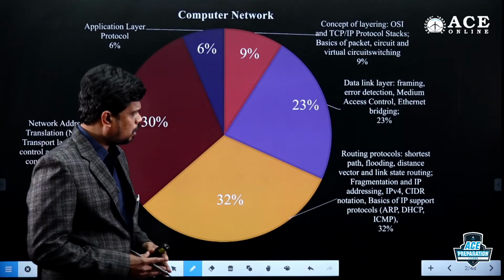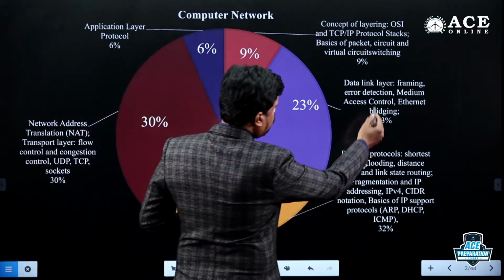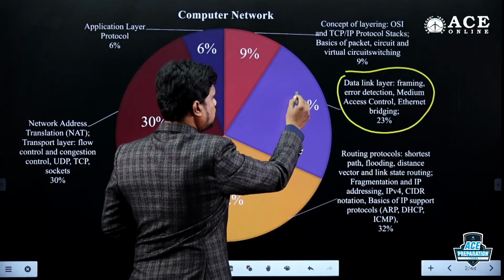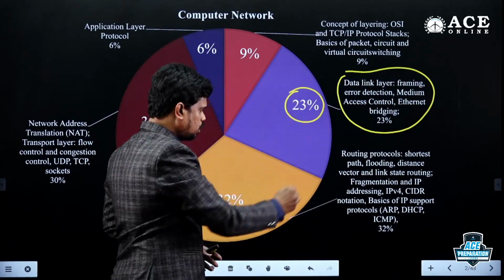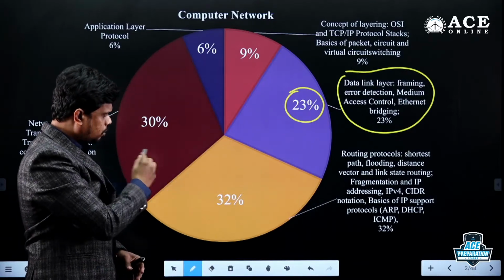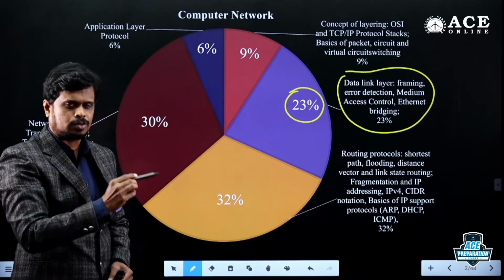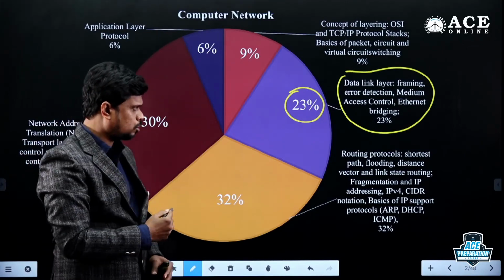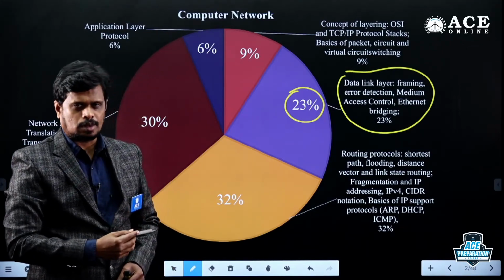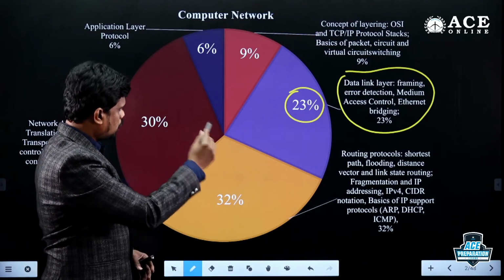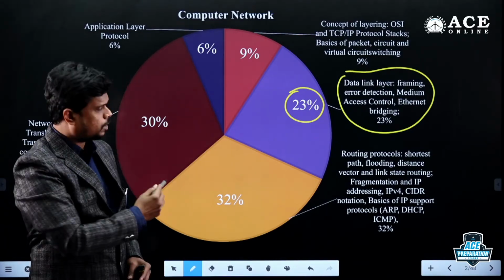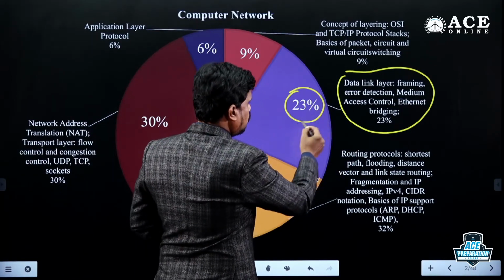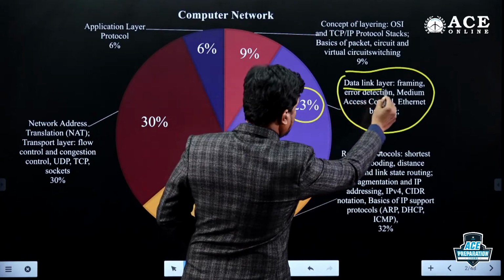If you verify, this entire portion is data link layer. From data link layer you have 23%. This is the analysis of all previous year papers. From 2003 to 2021 GATE examinations, we have done the analysis. Based on that, we are giving this pie chart to you, and I believe it can be very helpful to you. So this is the percentage of weightage from data link layer.